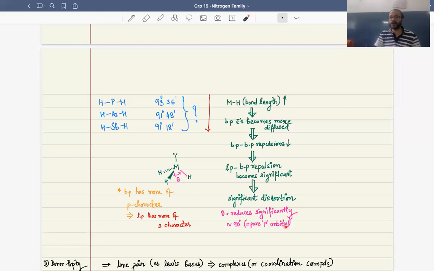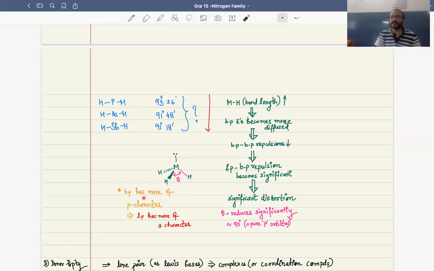Now, this angle of 90 degrees is the angle that would be expected for a pure p orbital. So from this we come to a conclusion that as we move down the group, the p character of these bond pairs is getting more prominent. As a result, the character of the lone pair of electrons becomes more of s character. Okay, so that is what is written down here.